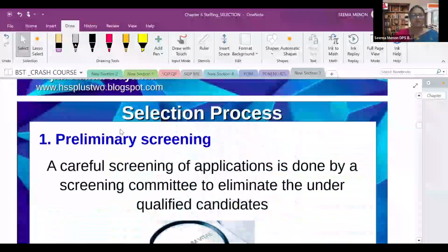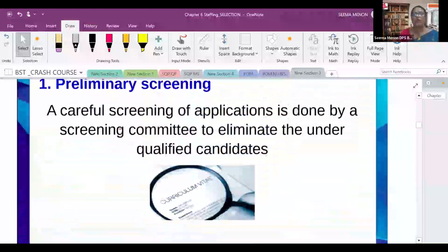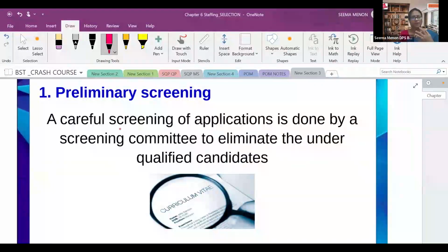Let's see, that first one is preliminary screening. What do you mean by that? We are getting a lot of applications. A careful screening of applications is done by a screening committee to eliminate the underqualified candidates. Underqualified means the qualification is not applicable to our particular job.